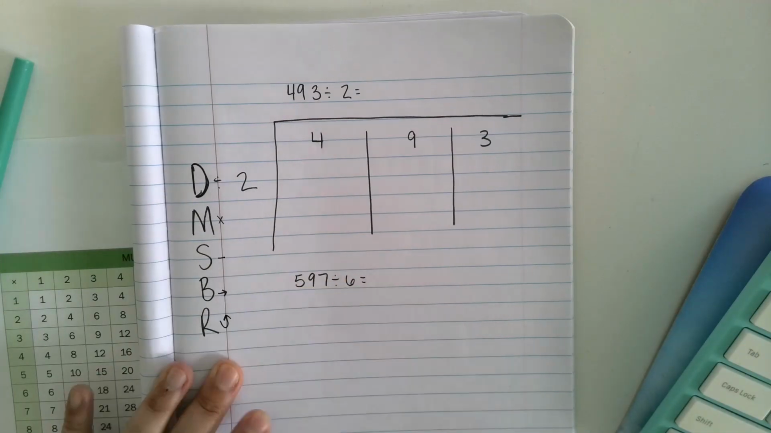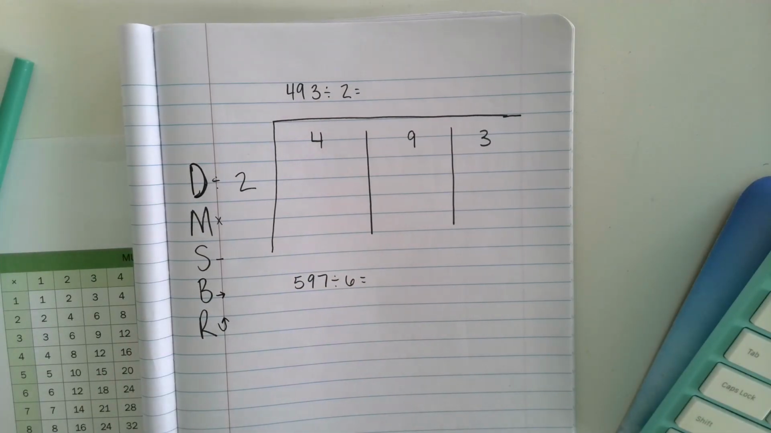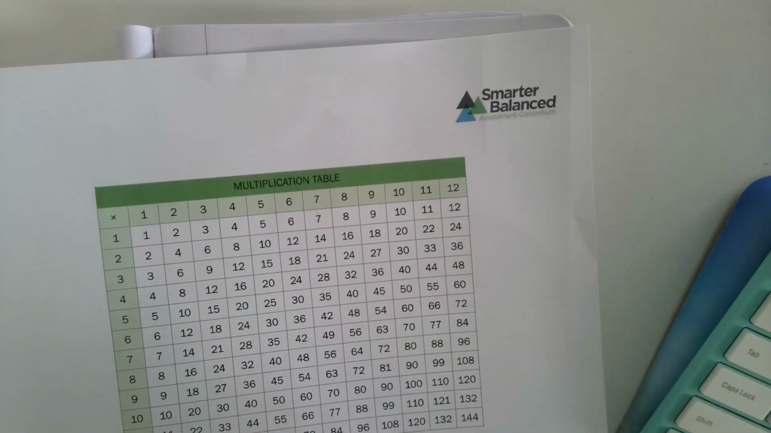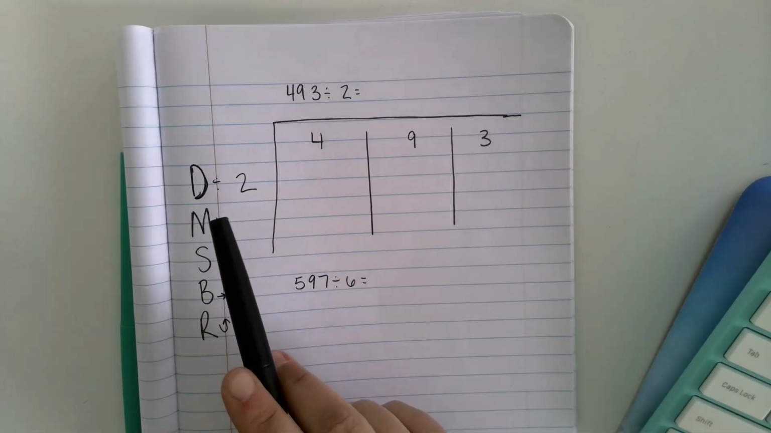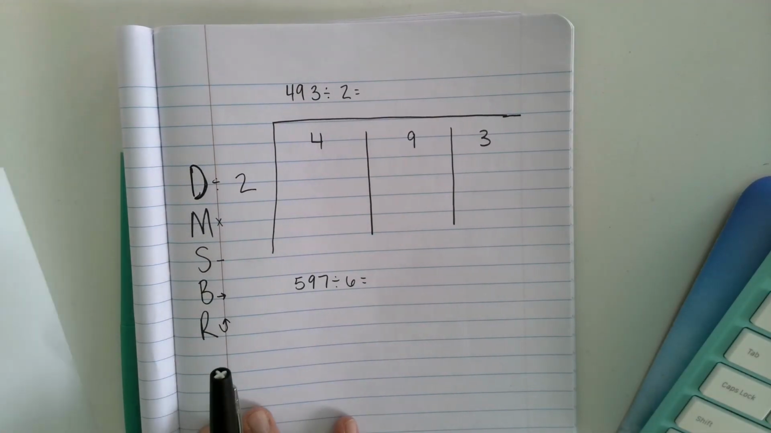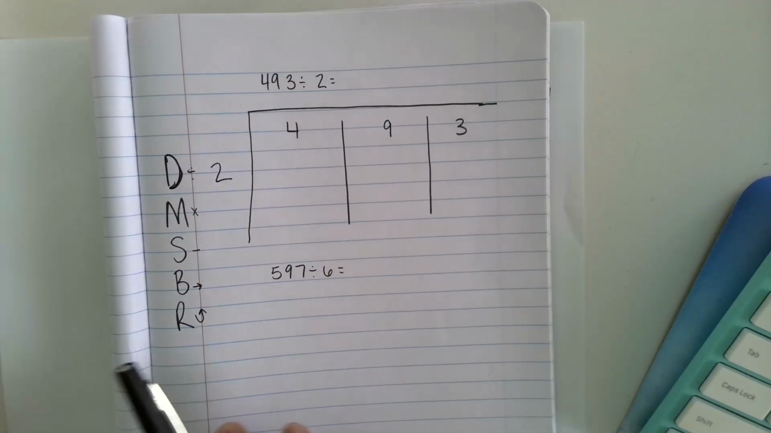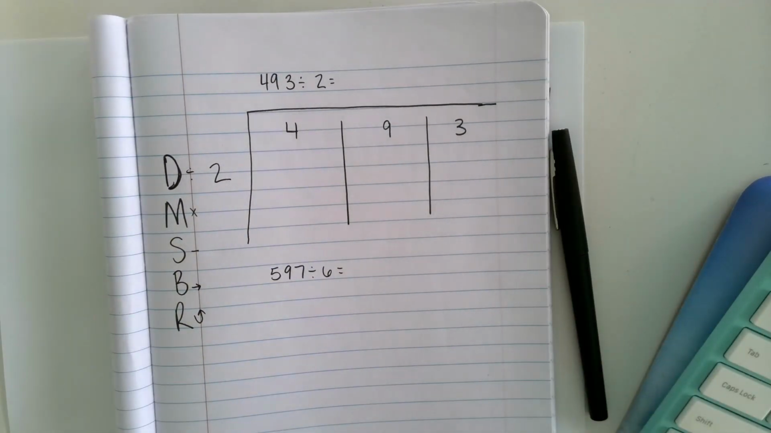Okay, now you guys can see my little multiplication chart. This is helpful if I don't know how to skip count by this number. I do happen to know how to skip count by 2s pretty well, and you probably do as well. So I'm going to put my multiplication chart away, and we're going to do this together.